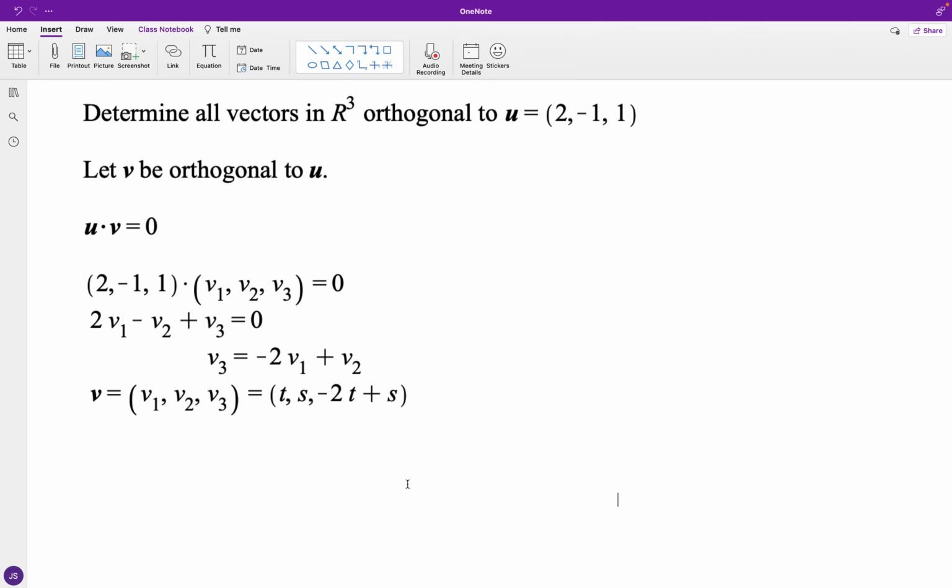And again, just like going the reverse route, as I increase the subscripted values, I want to take the reverse alphabetical order route, so letting v1 be t and v2 be s, it's going to turn out that the orthogonal vector is going to be (t, s, -2t plus s).